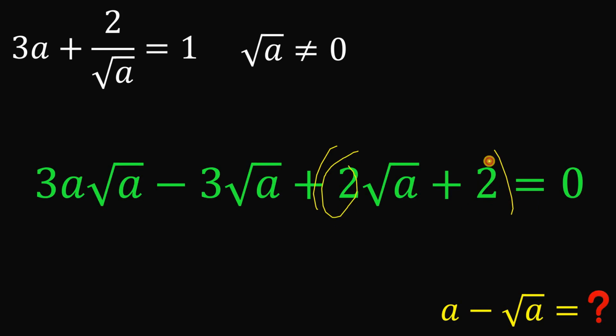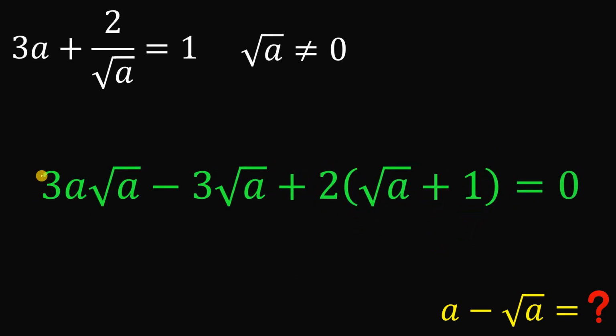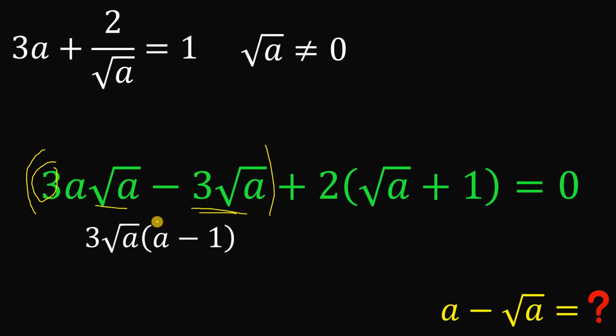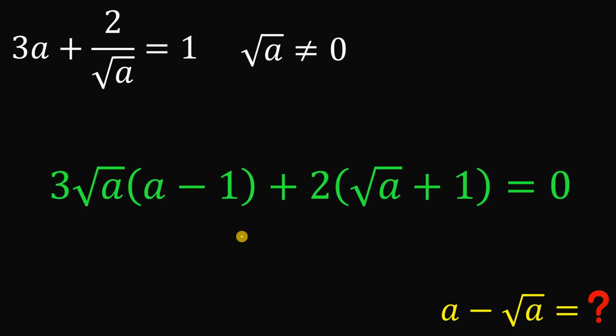Alright, now, let's focus on these two terms, 2 times square root of a plus 2. Take note, we can factor out a common factor of 2. So, 2 times square root of a plus 1. So, we can replace this by its factored form. And now, on these two terms, take note that we have also a common factor of 3 times square root of a. If we factor out this common factor, we have 3 times square root of a multiplied by a minus 1. So, let's replace this by its factored form.